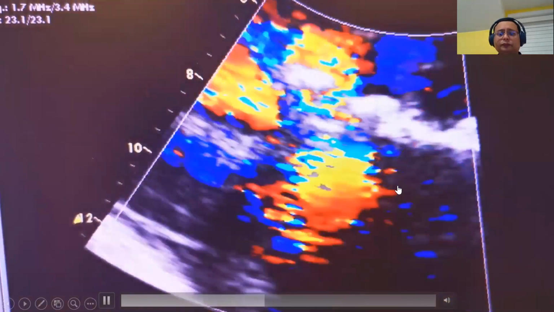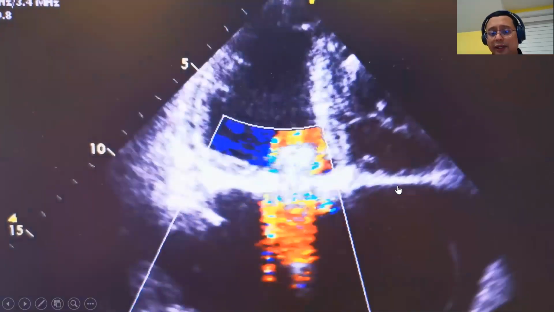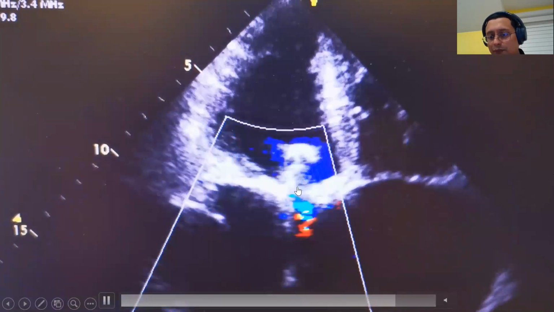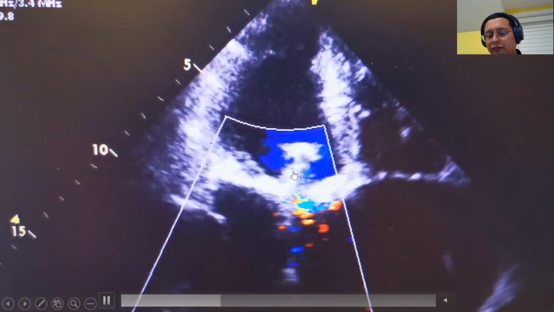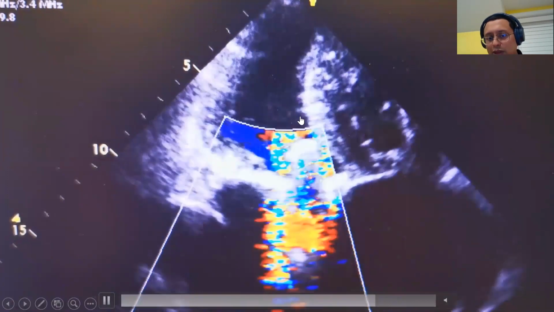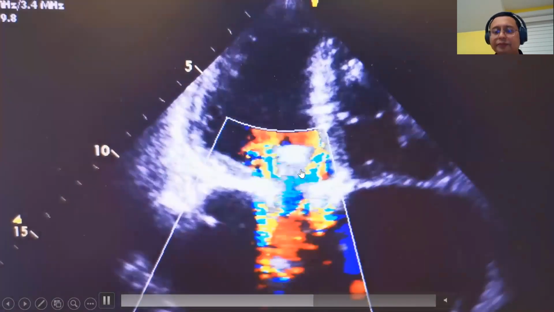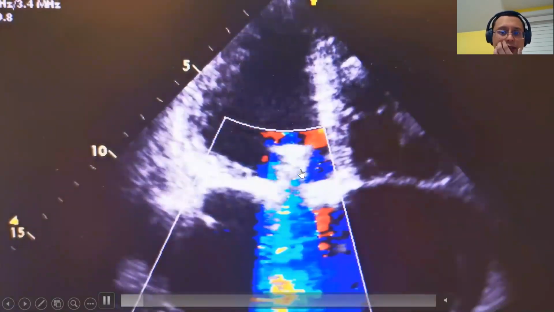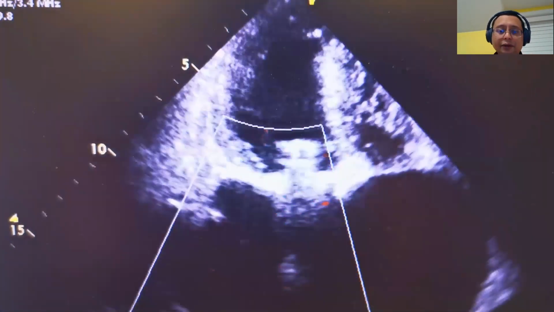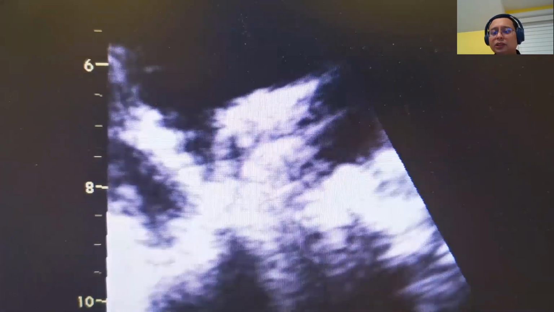Okay, so look at this again. This is across the ball and cage mitral valve. Remember, when it goes up towards the apex, the valve is opening. When it goes down, the valve is closing. Okay, so even from here, you can see that there is no obvious regurgitation. Just wanted to show you.